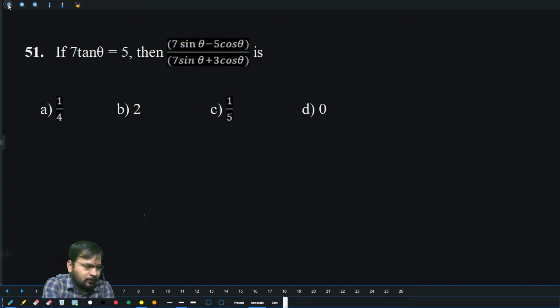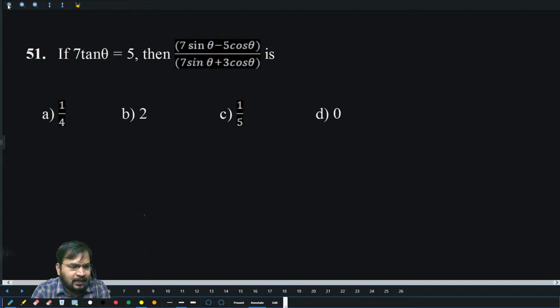See the first question. 7 tan theta is equal to 5. Then tan theta is equal to how much? 5 by 7. In numerator and denominator, each term is divided with cos theta. Then cos theta gets cancelled. Yes or no? Here also cos theta gets cancelled. Each term, numerator as well as the denominator, I am dividing with cos theta.